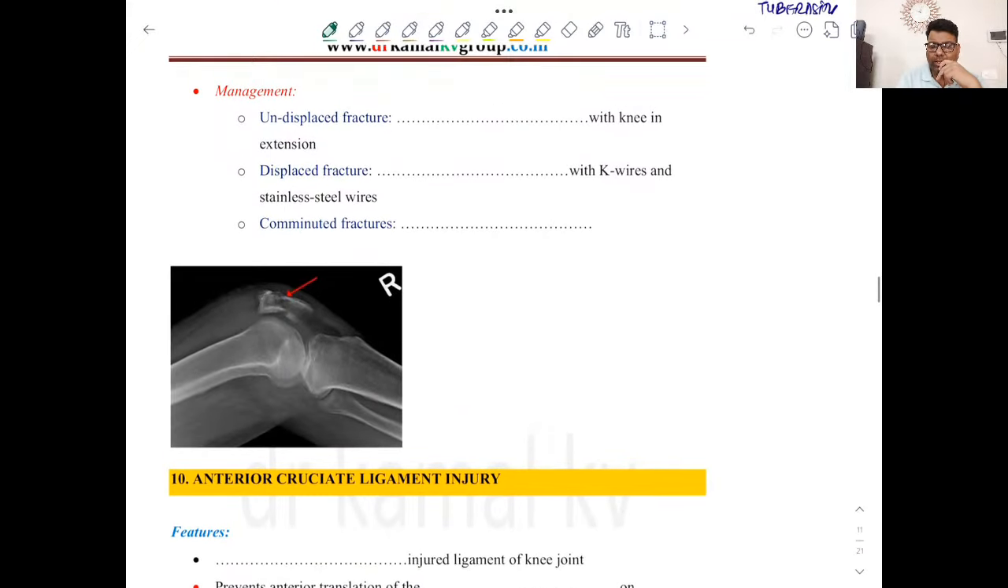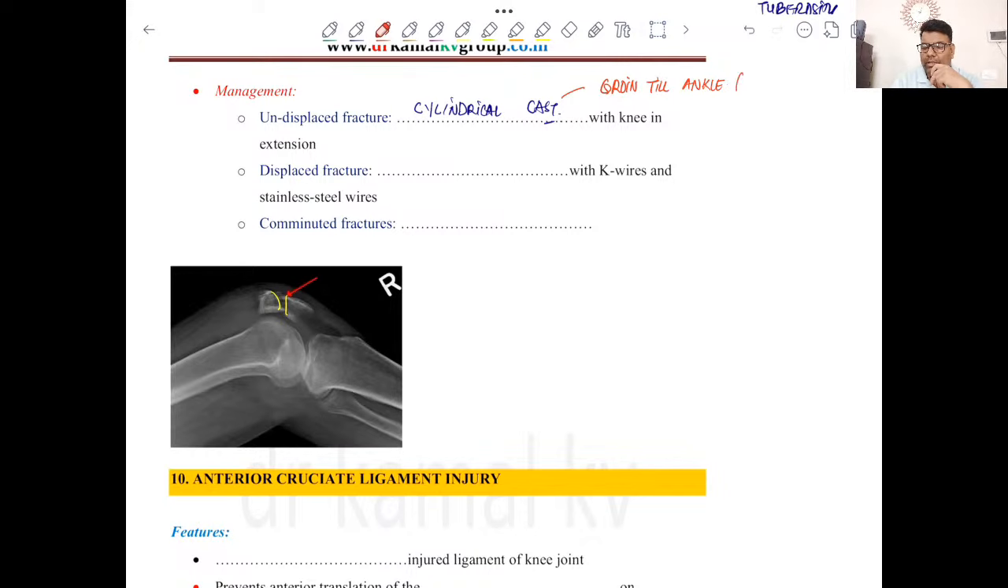So treatment wise, we have to look at the fracture line here. Now if you see here, this is the fracture line, okay? So if it is an undisplaced fracture, we can go for a cylindrical cast, right? And the cylindrical cast extends from the groin till the ankle joint. It does not immobilize the ankle joint. So that is an important feature here. So groin till ankle.